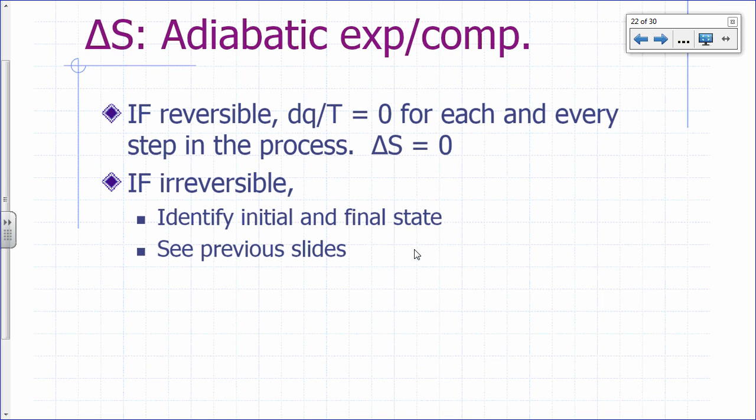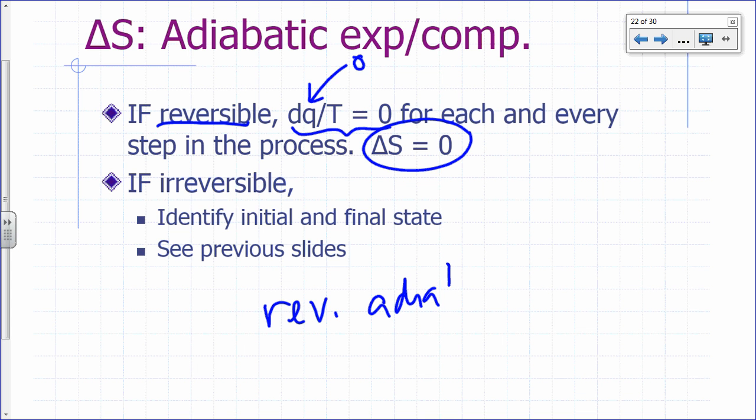Now, what about an adiabatic expansion or compression for an ideal gas? Well, if it's reversible adiabatic, then dq for each and every step is going to be 0. So dq over T is going to be 0 for each and every step. So your delta S is going to be equal to 0. In other words, if you have a reversible adiabatic process, delta S is equal to 0. That is also known as an isentropic process.